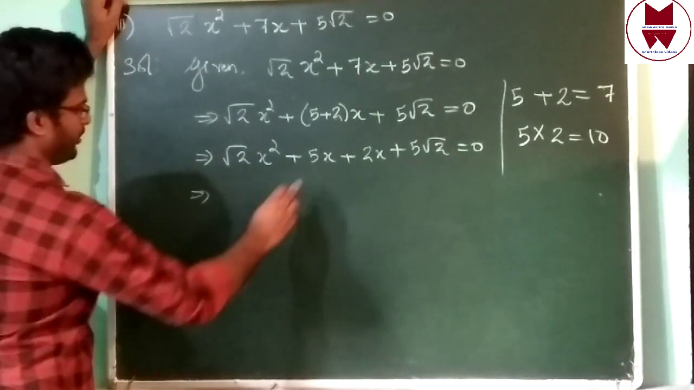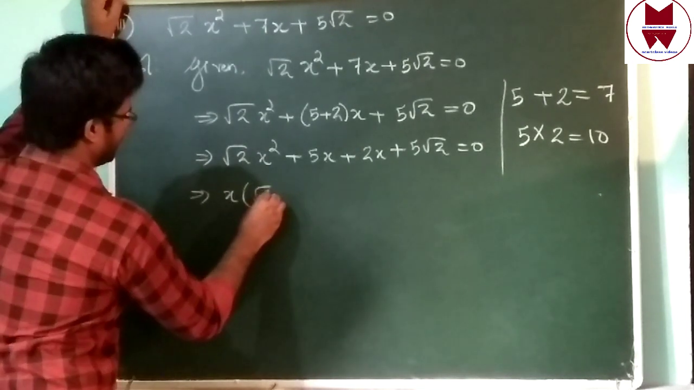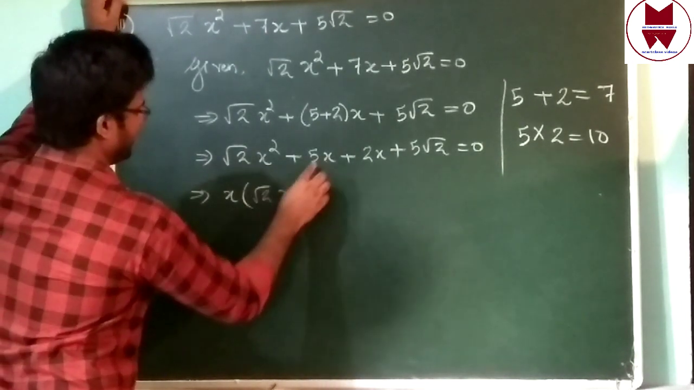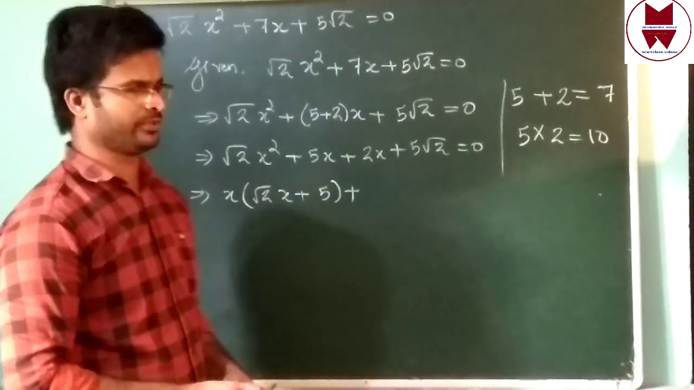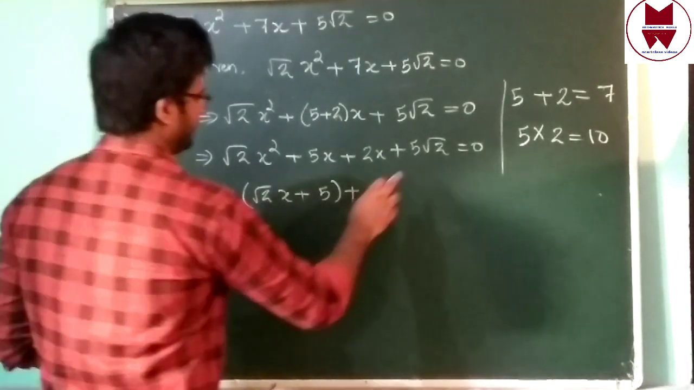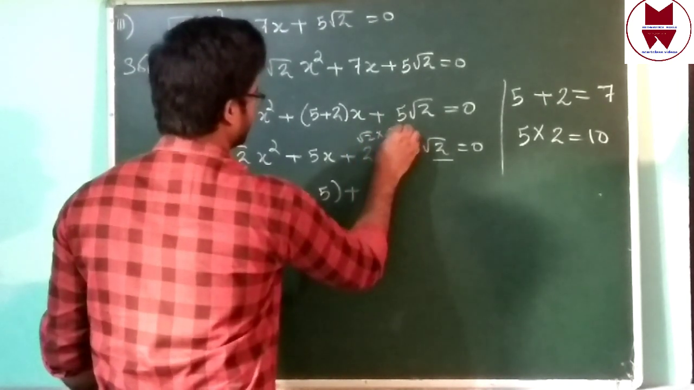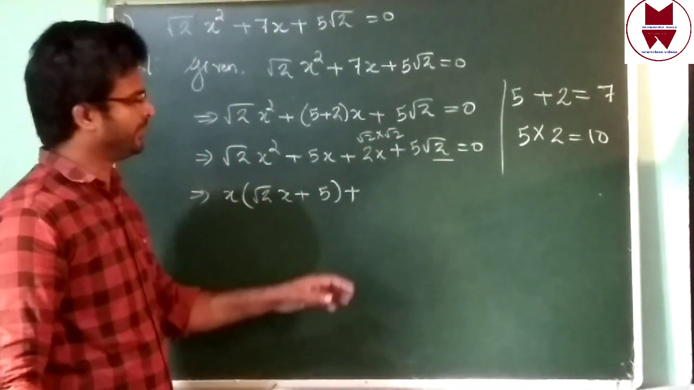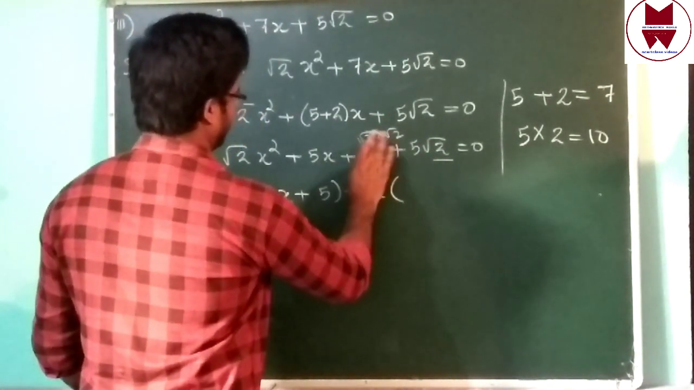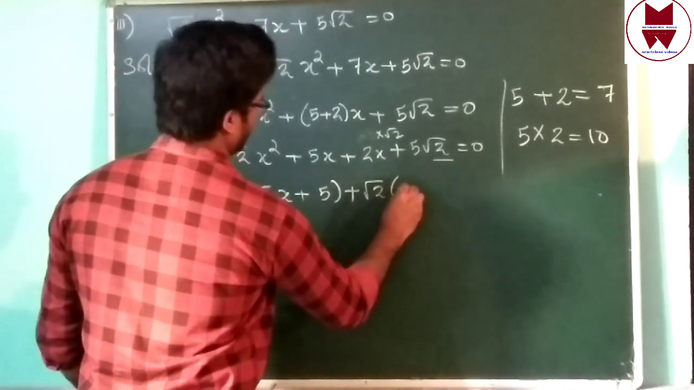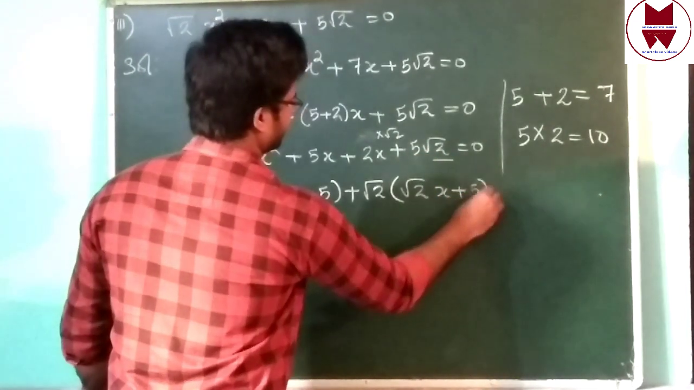In first two terms, what is common? x, x. Take outside. Then remaining root 2 x. In here remaining 5. Plus, in last two terms, what is common? In here root 2 is there. In here also, this 2 we can write root 2 into root 2. Root 2 into root 2 is 2, isn't it? That time what is common? Root 2 and root 2, isn't it? Take root 2 outside. Then what is remaining? This root 2 I took outside. One more root 2. Then x plus in here remaining 5 equal to 0.